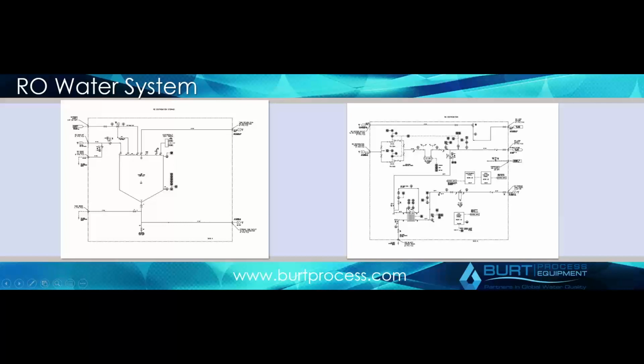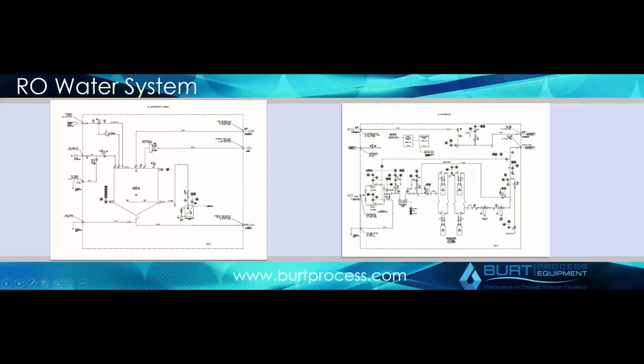This is an EDI system here. That's your small reject, which we discussed. And EDI itself also has monitoring similar to RO for percent reject, where you're going to measure the resistivity on both the feed as well as the discharge from the EDI system.